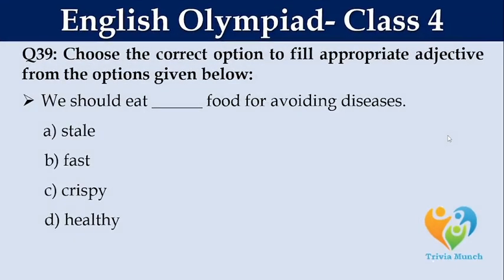Choose the correct option to fill appropriate adjective from the options given below. We should eat dash food for avoiding diseases. Option A, stale. Option B, fast. Option C, crispy. Option D, healthy.